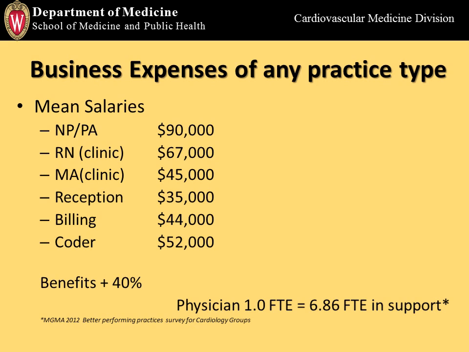Again, looking further at these business expenses, these expenses would apply to any practice type, whether it's academic or non-academic. Here are the mean salaries from MGMA data for multiple positions within an organization. Labor is the highest expense, as I said. MGMA reported that for every 1.0 FTE cardiologist, there will be 6.86 FTE in clinical support staff costs. This does not include administrative support, payroll staff, human resources, or IT.